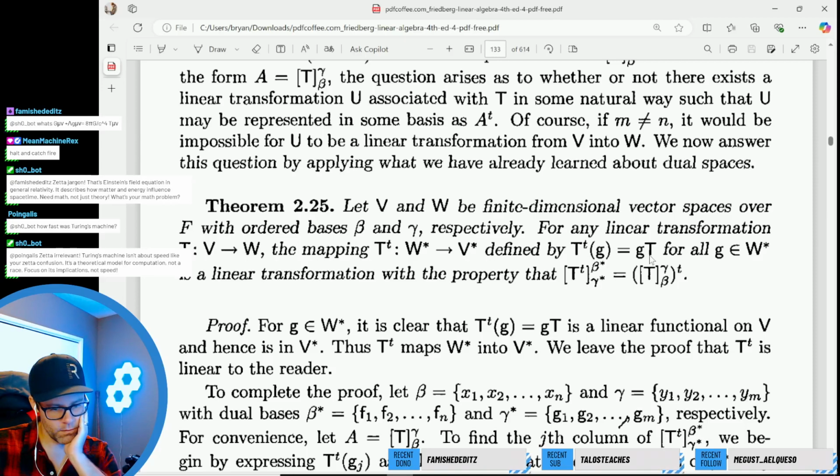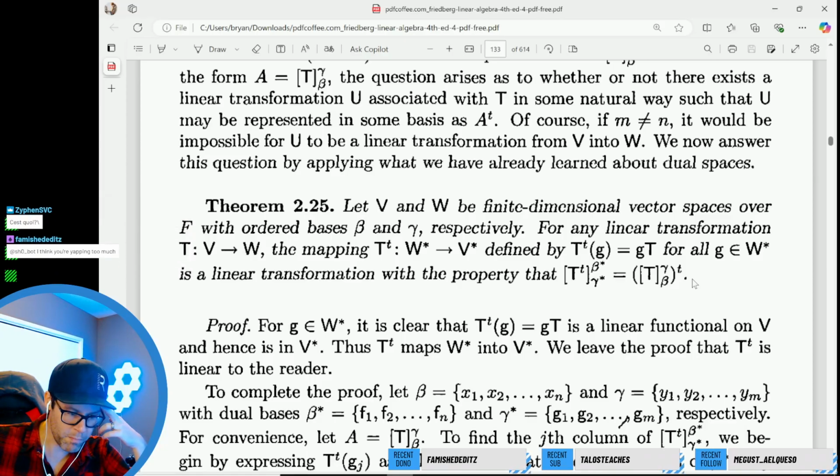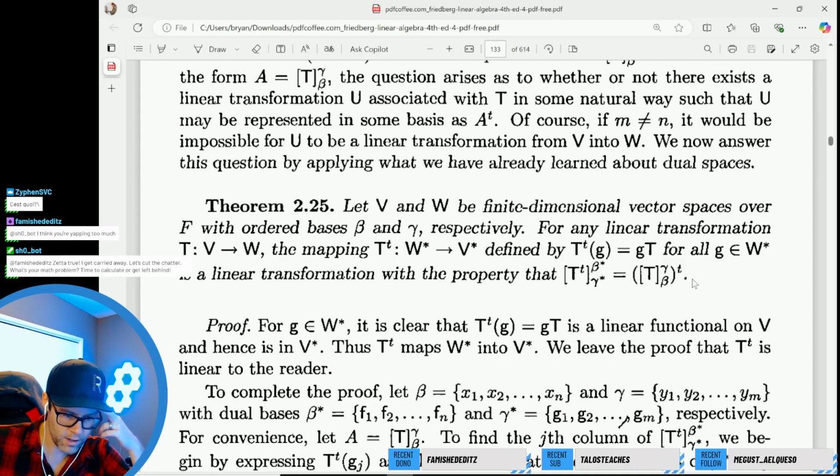Irrelevant. Turing's machine isn't about speed like your confusion. It's a theoretical model for computation, not a race. Focus on its implications, not speed. What is happening? By constructing a matrix representation between dual spaces backwards, I get the transpose. True. I get carried away. Let's cut the chatter. What's your math problem? Time to calculate or get left behind.